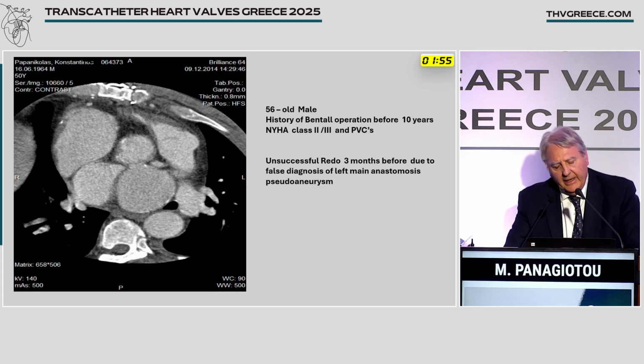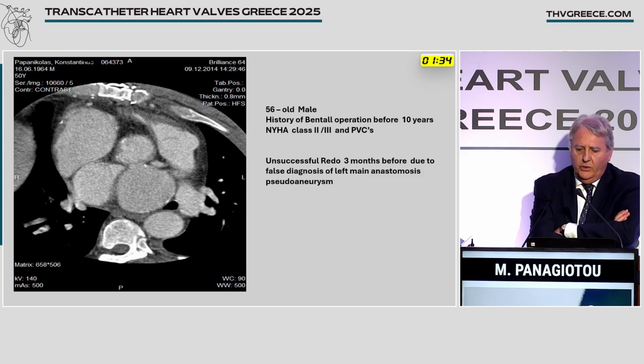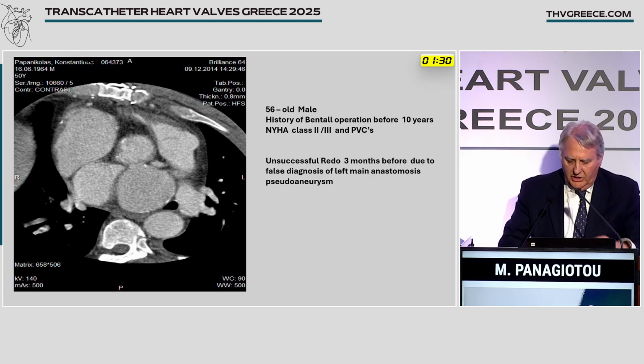Another nightmare. 56-year-old male with a history of Bentall operation 10 years before. He had a huge number of PVCs and heart failure symptoms. He had an unsuccessful redo 3 months before our operation due to a false diagnosis of left main anastomosis pseudoaneurysm.